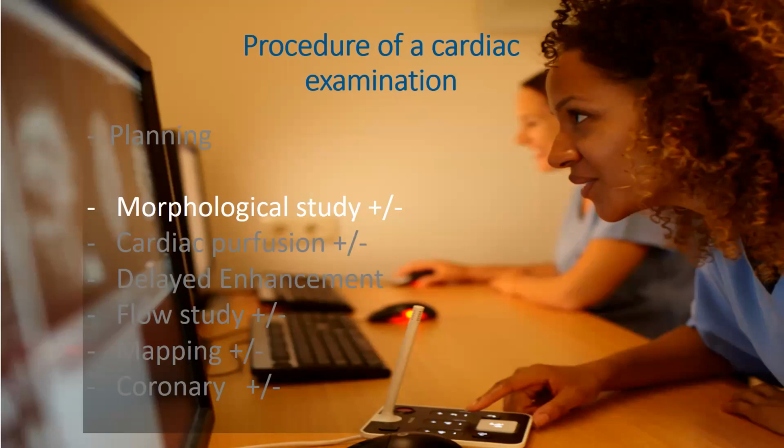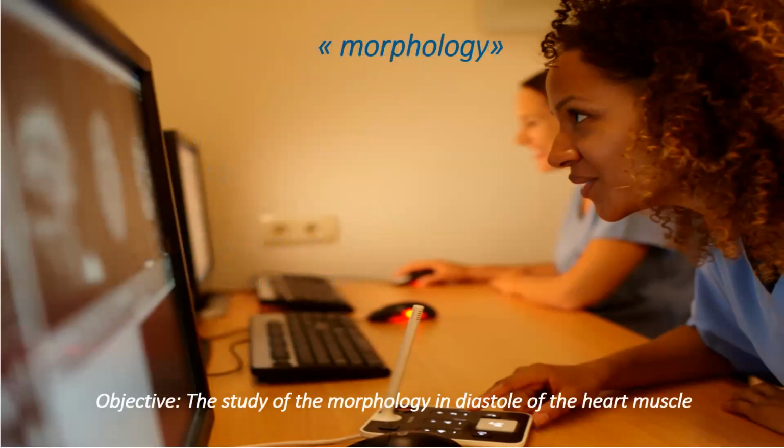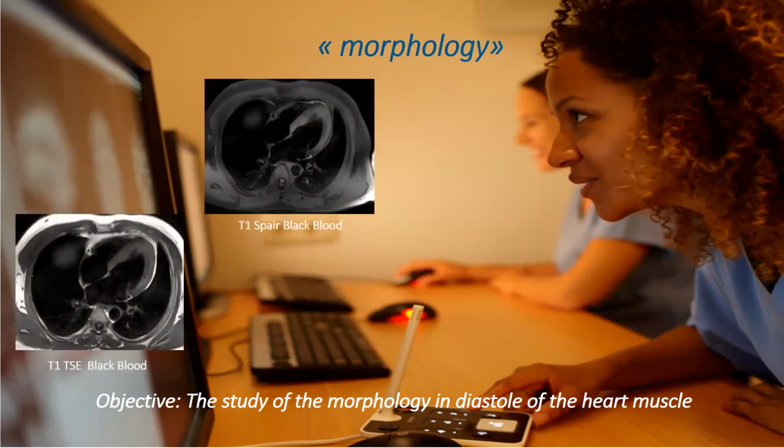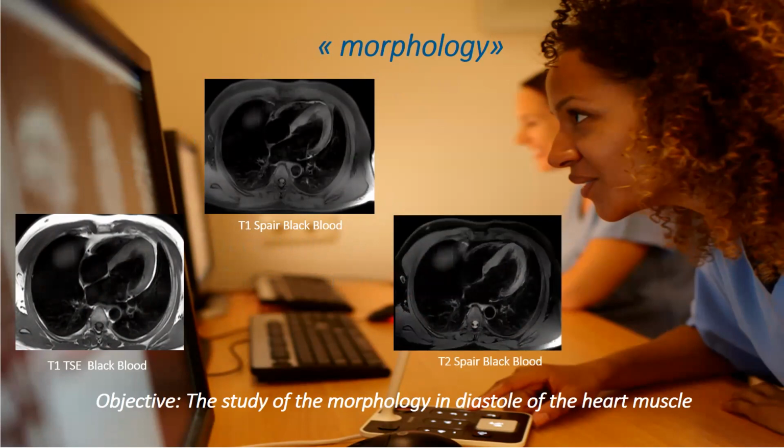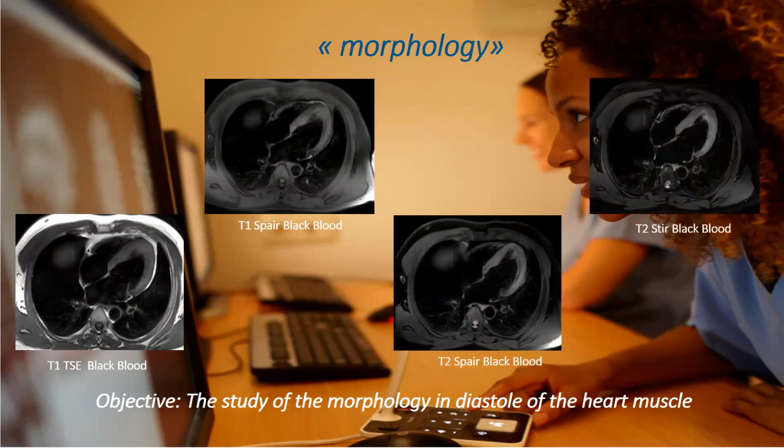Now I will give the morphological study. The objective of this study of the morphology is to have an idea or some information in diastole of the heart muscle. We can use some sequences like T1 turbo spin echo black blood or T1 spare black blood, T2 spare black blood. These are the sequences, I will explain them later. And T2 steer black blood.